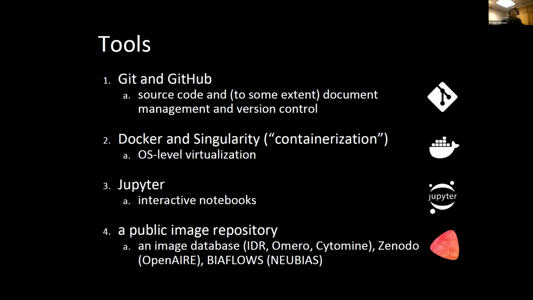For documentation and code, you can also use Jupyter notebooks, for instance. It's a way of providing, for instance, Python code with documentation, and you can run the code interactively. And also to share the data, you need a public image repository. So you have a lot of options for that. Obviously, you can use IDR, Omero, Cytomine as an image database, Zenodo, or why not BIAflows, which also provide this feature.